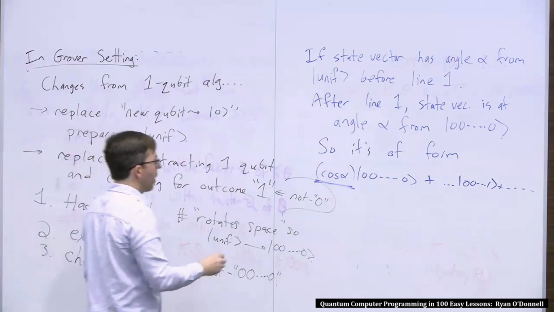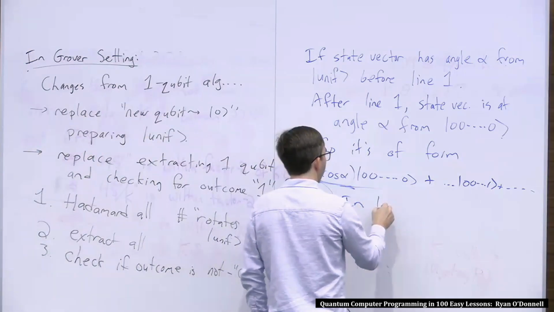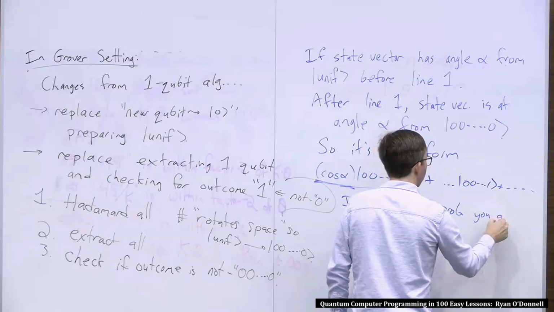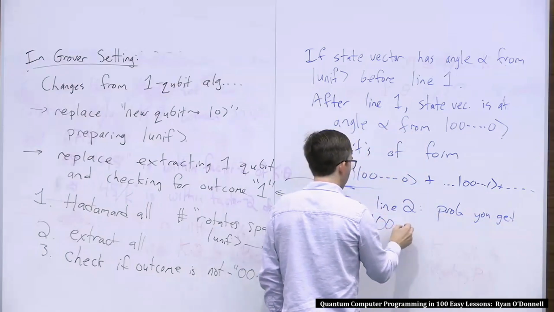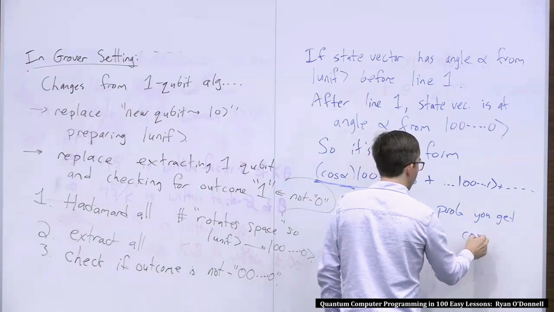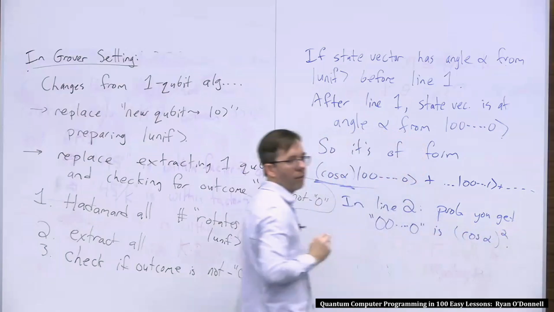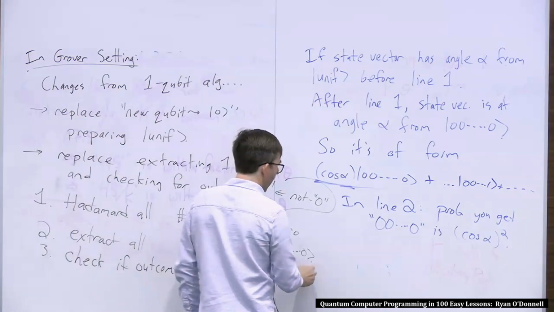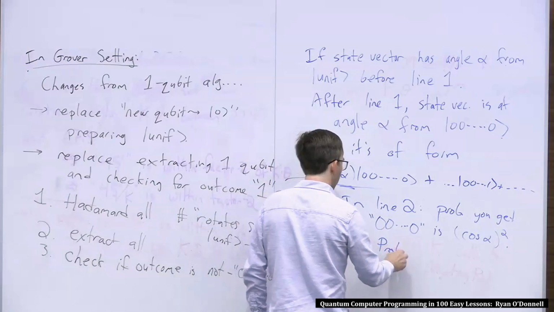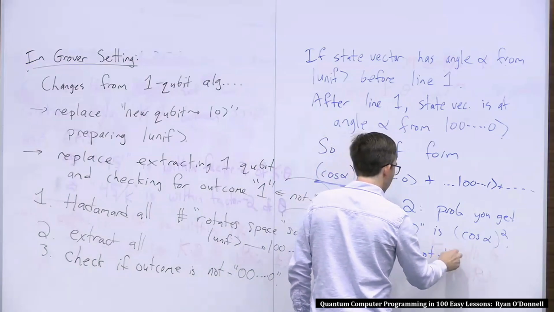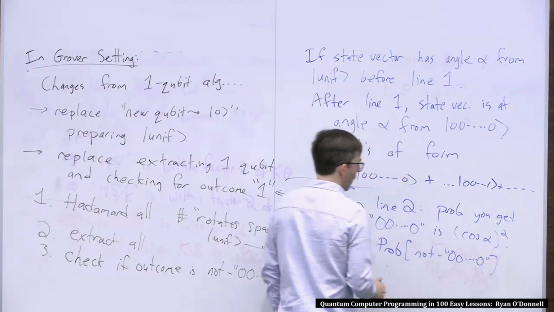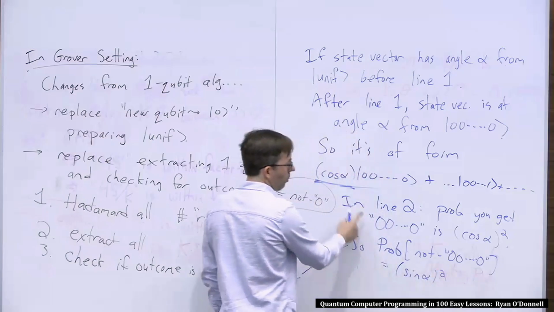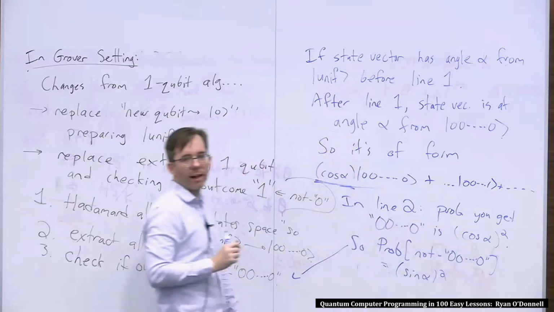So then in line 2, when you extract all, the probability you get the outcome all zeros is the square of the amplitude on all zeros, which is cos alpha squared. And therefore, the chance that you get not all zeros is sine alpha squared, because this should just be 1 minus this, and we know that sine alpha squared and cos alpha squared add up to 1.